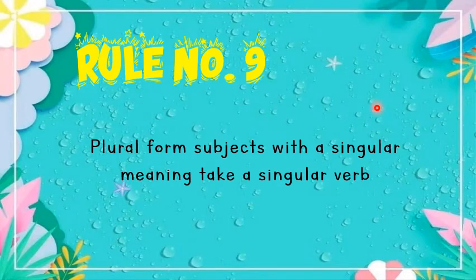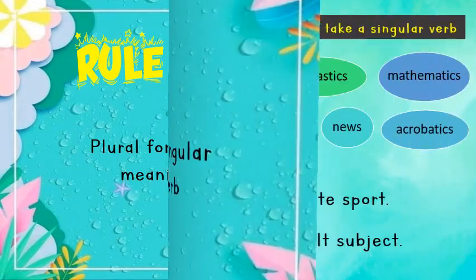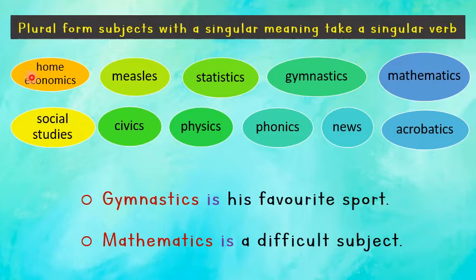Rule number 9. Plural form subjects with a singular meaning take a singular verb. This one, belakang dia ada S, tapi maksud dia adalah singular. For example, home economics, measles, statistics, gymnastics, mathematics, acrobatics, news, phonics, physics, civics, social studies.